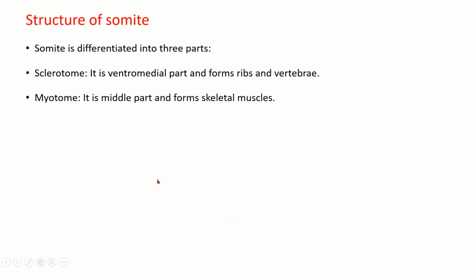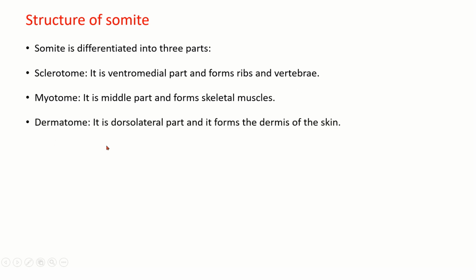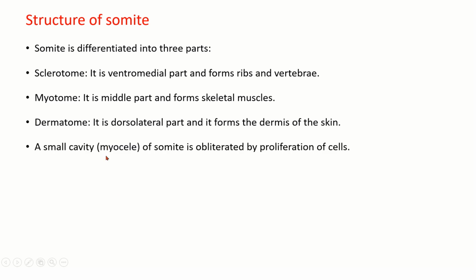So somite is differentiated into a sclerotome, the ventromedial part, which forms ribs and vertebrae. Myotome, its middle part, forms skeletal muscles. Dermatome is the dorsolateral part and forms the dermis of the skin. Small cavity of somite is obliterated by proliferation of cells.